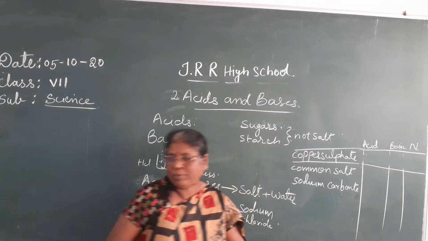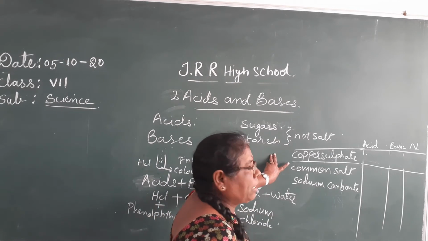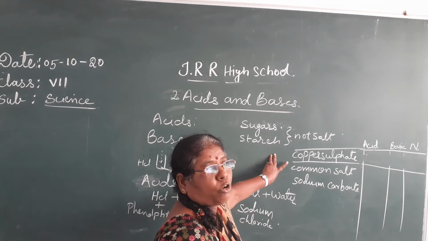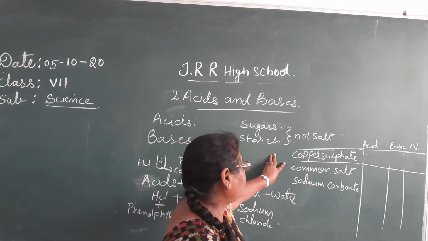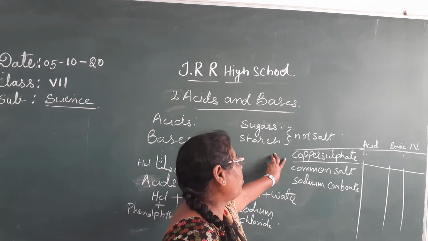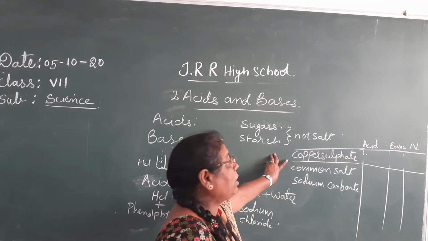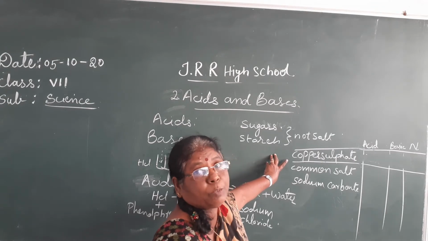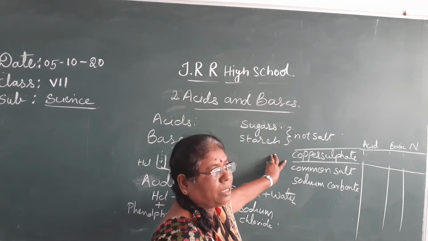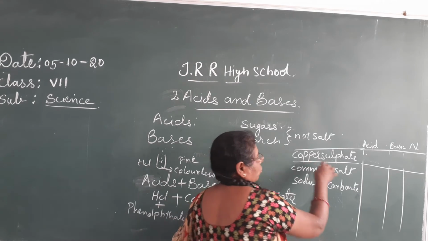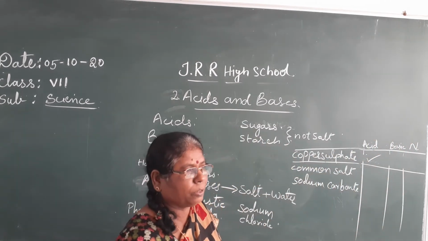Copper sulfate, when you make it into a solution, first you add water to make a solution, meaning when the solid dissolves in water it becomes a solution. Okay, fine. So now test this copper sulfate with the litmus paper. What happens? The blue litmus paper changes into red color. This is the test for acid. So copper sulfate is acidic in nature.